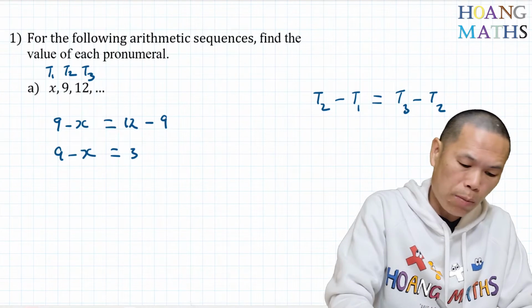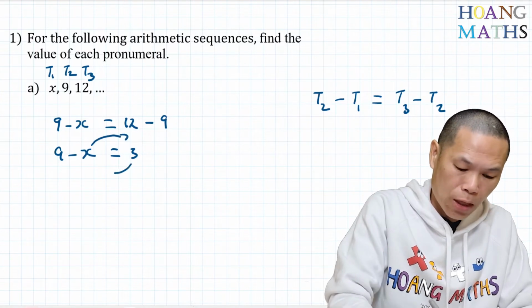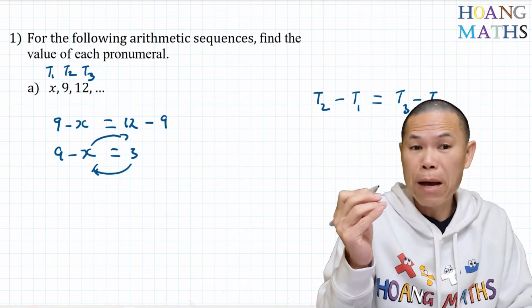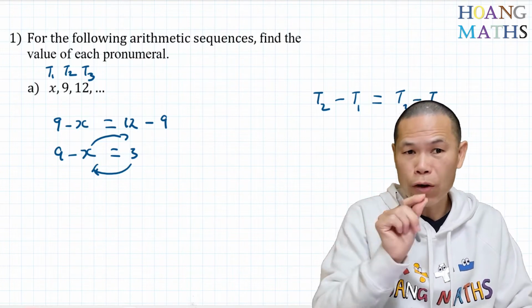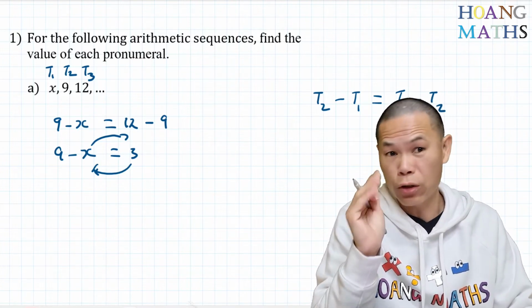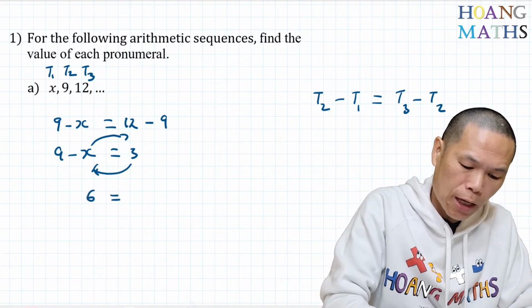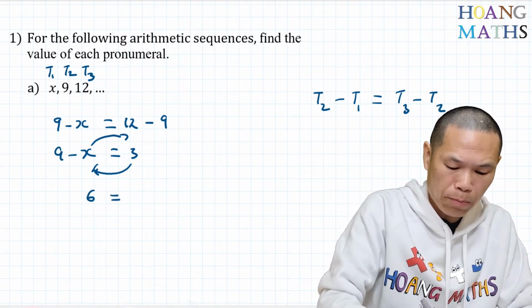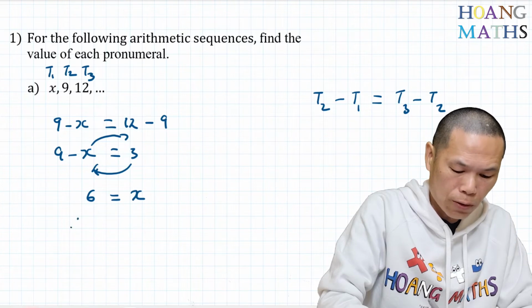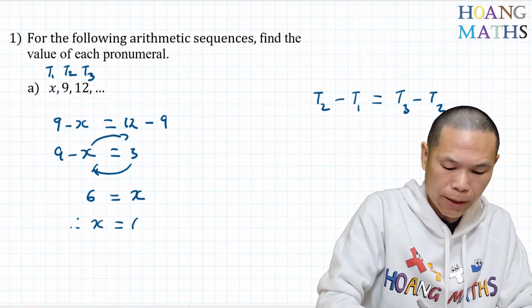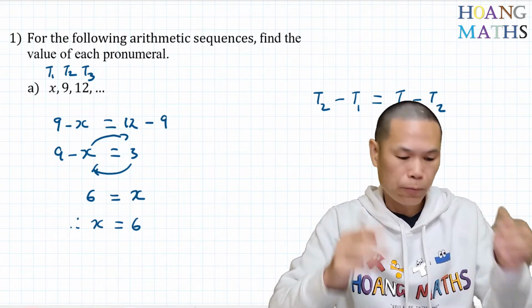And this one is 9 minus x. So what I do, I move the x on this side and the 3 on this side. So 9 minus 3, because positive 3 moved to that side becomes negative 3. So 9 minus 3, which is 6. And the negative x moved to that side becomes positive. So therefore, x is 6. So there you go.